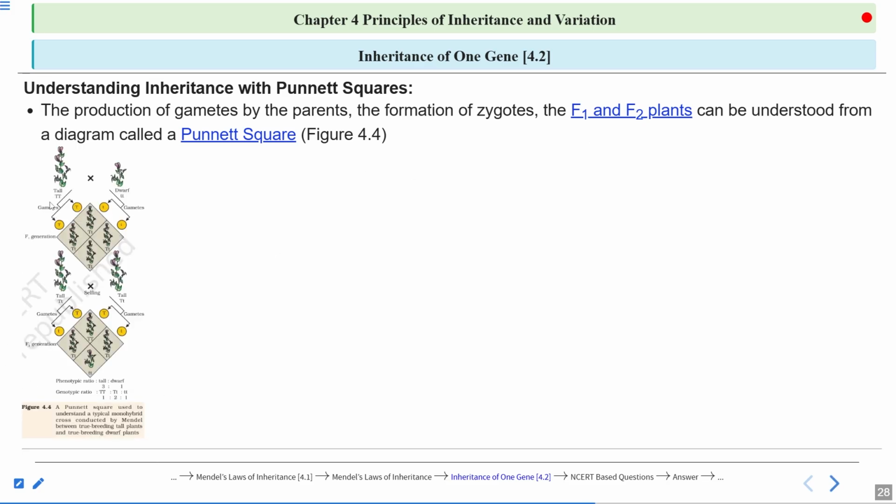So here you can see in this diagram, a tall parent is crossed with a dwarf parent. You will write the gametes here. Gametes of one parent on one side, gametes of the other parent on the other side. Then you will get the F1 generation. Then the F1 generation is selfed. You will get the F2 generation. So this is the Punnett square. In the Punnett square, you can see the gametes here. It gives you information regarding the gametes produced by the parents, the formation of the zygote, meaning the hybrids, and the F1 and the F2 generation as well. And here you can see the phenotypic ratio and genotypic ratio are written. In the monohybrid cross, the genotypic ratio is 1:2:1, the phenotypic ratio is 3:1.